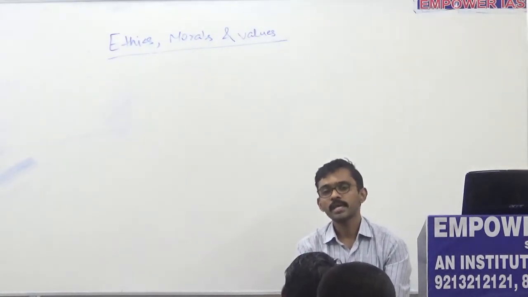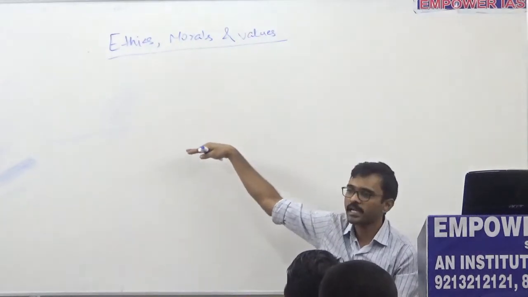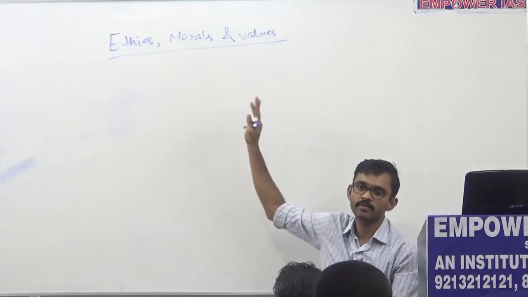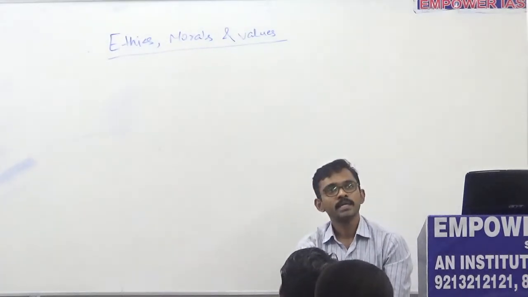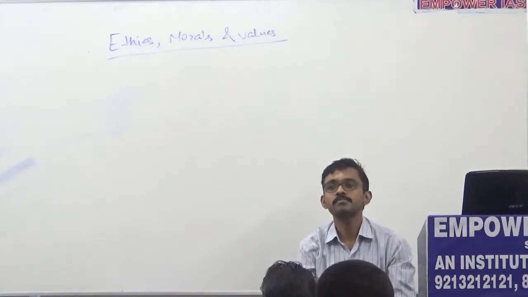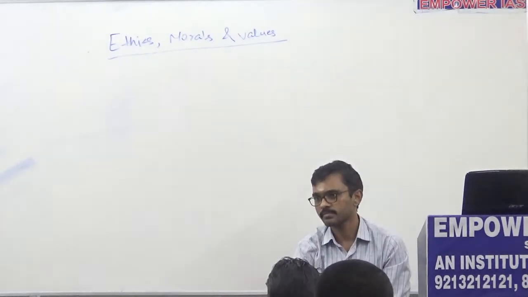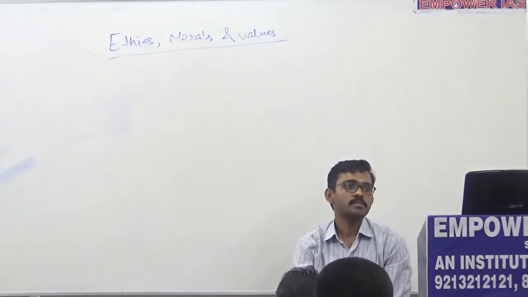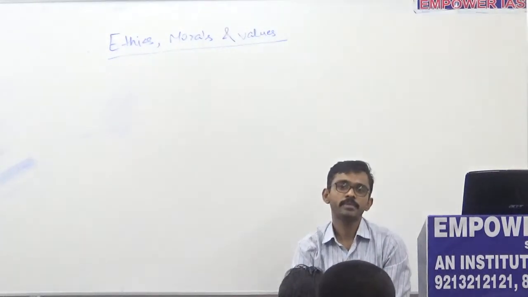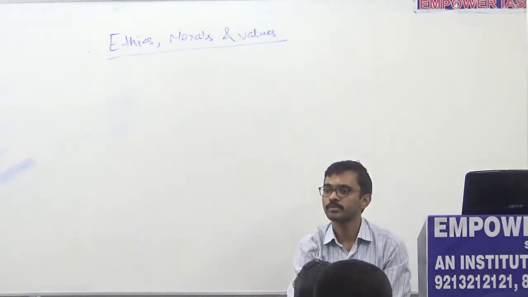What is the difference? Ethics is used at three levels: individual, institution, society. Morals are used only at an individual level, and values are used only at a collective level, at the level of society or community. Ethics are rational. They are objective. All the ethical principles and ethical theories are rational, objective, and have universal acceptance. Whereas morals and values are subjective. Morals differ from individual to individual, values differ from society to society and from community to community.